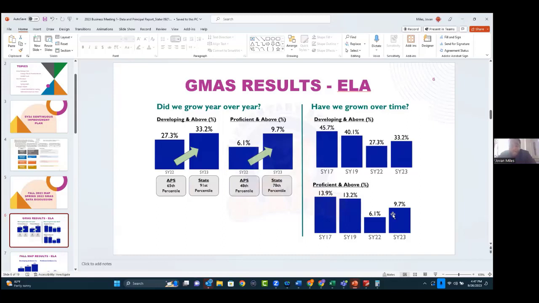So we have a couple of columns here, and I'll voice over them all. The left side of our presentation here asks the question whether or not we grew year over year. And on the right side, it asks, have we grown over time?